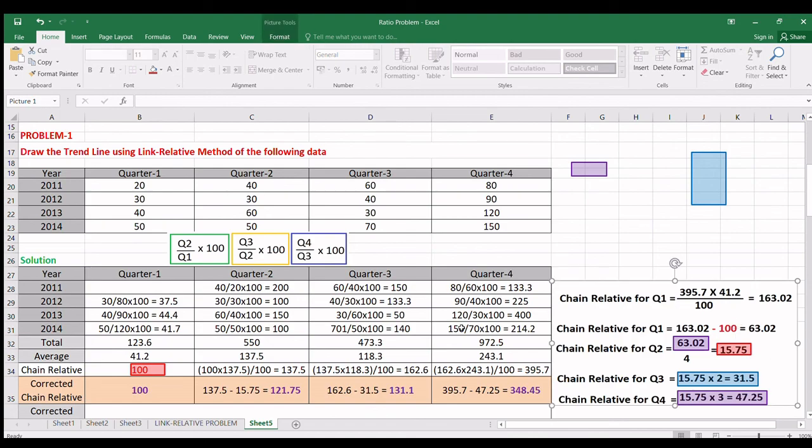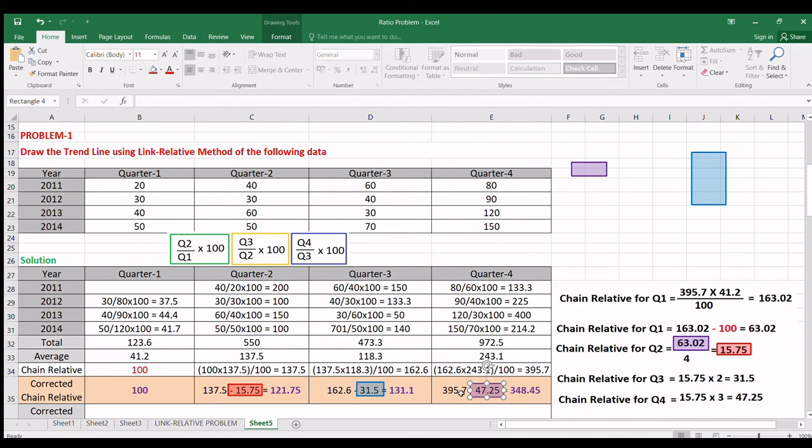So first value I am going to subtract from quarter 2 is 15.75. For quarter 3 I am going to subtract 31.35. For quarter 4, the value I have to subtract is 47.25. So I have subtracted three values to make the chain relative corrected.